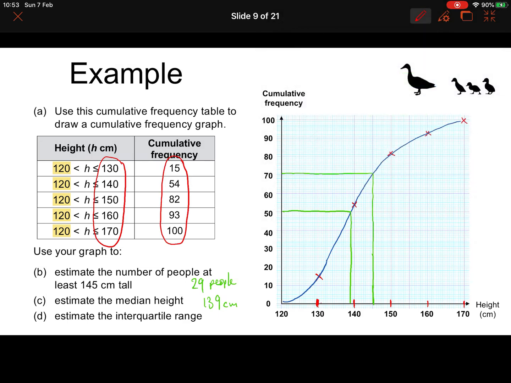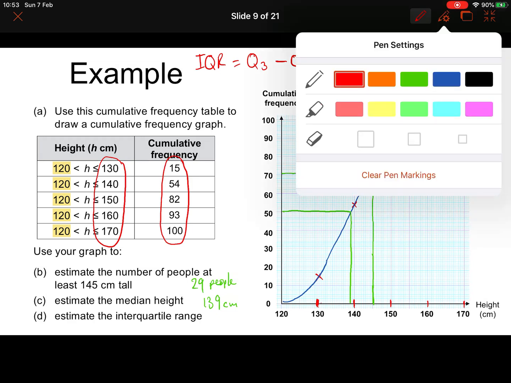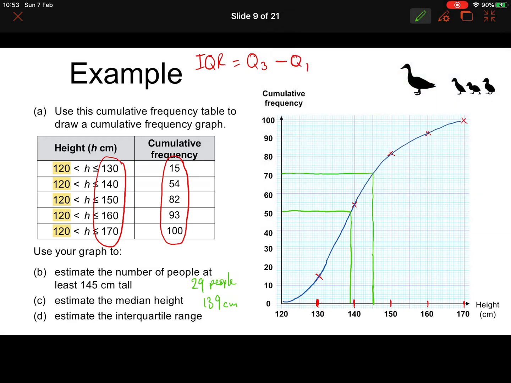Now it says find the interquartile range. The interquartile range is the upper quartile minus the lower quartile. So the median is 50%, halfway. Then the lower quartile is a quarter of the way, 25%. So 25% of 100 is 25. So read off from 25.